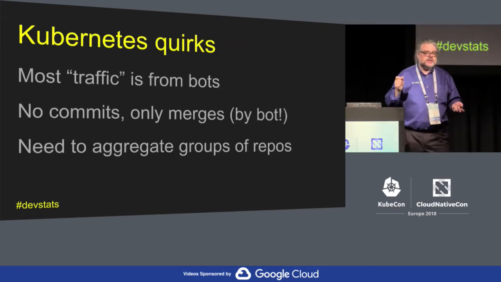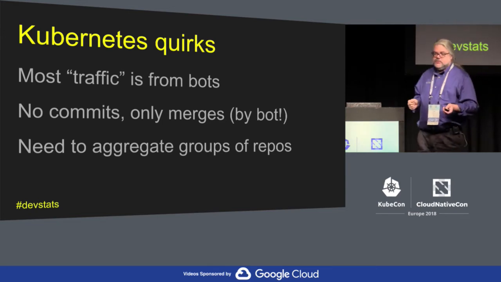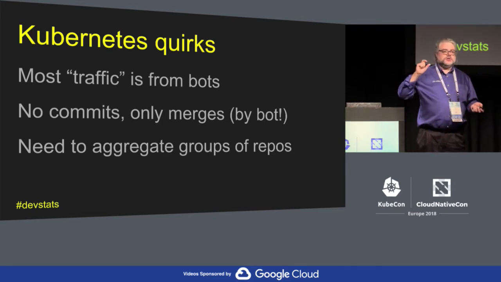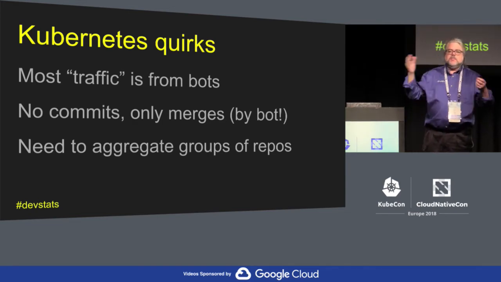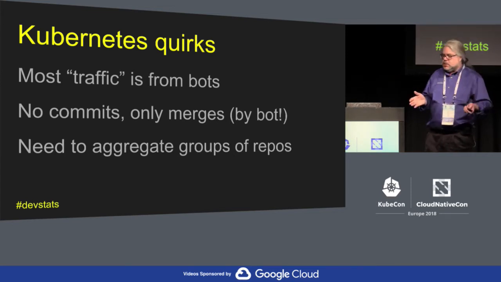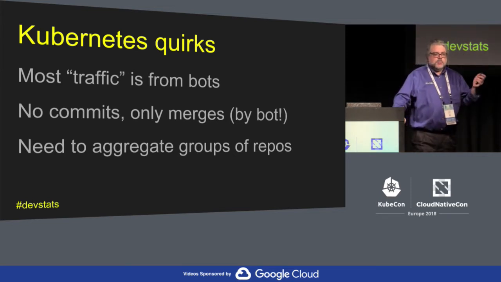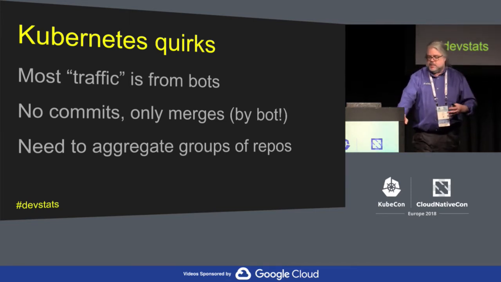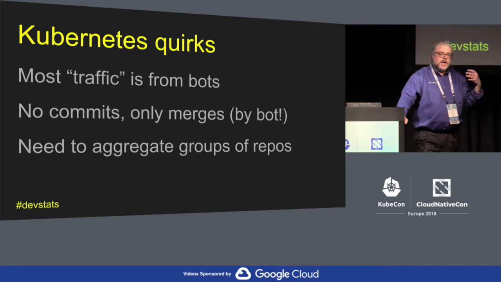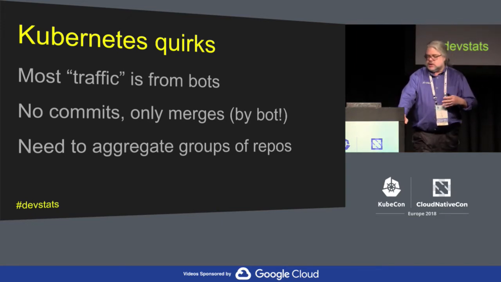Further, Kubernetes as a project makes this even more difficult because we have some peculiarities compared to a small team GitHub project. For example, most of our traffic on all of our repos is from bots, but we don't want to count that because it's automated traffic. Everything gets merged and stuff doesn't get committed directly to the repos, or at least it's not supposed to be.